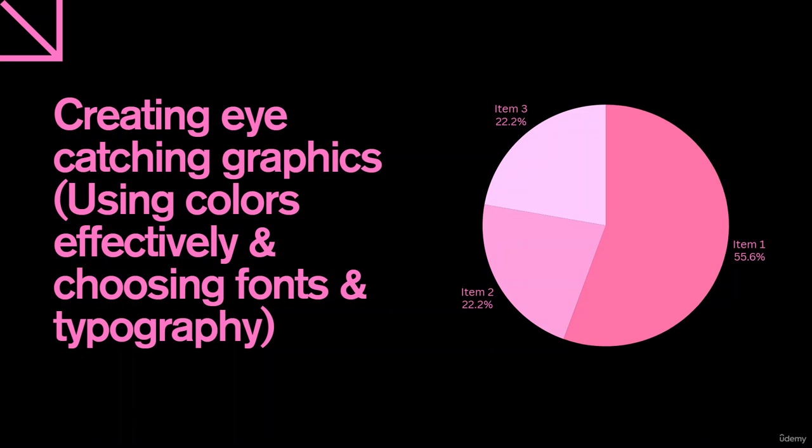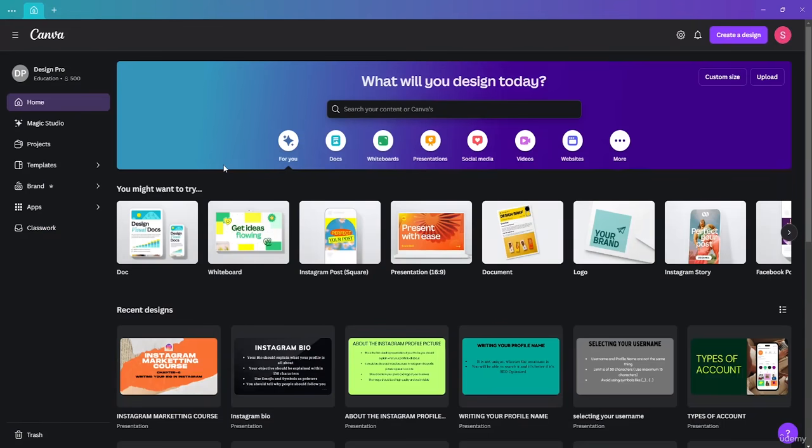So I would suggest you not to skip any part because if you do, you might miss out on something very important. So without any further ado, let's just hop into the class by opening up Canva on our device. You can also open up any web browser on your device so that you can see a couple of examples which will help you to understand how eye-catching graphics are created by using all of these steps like colors, fonts, and typography all together.